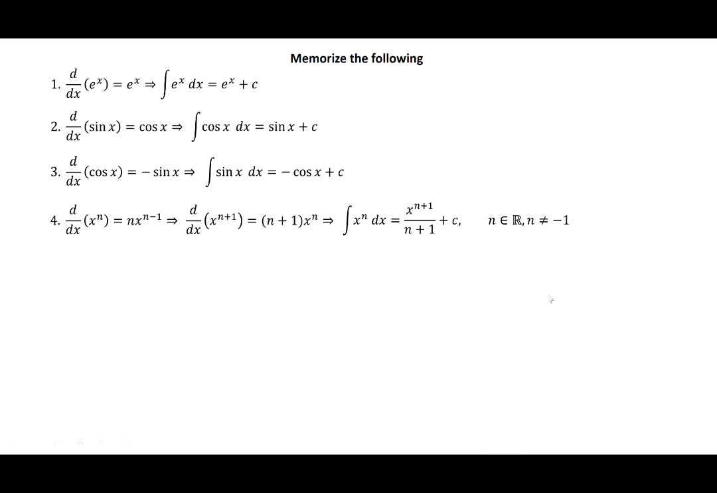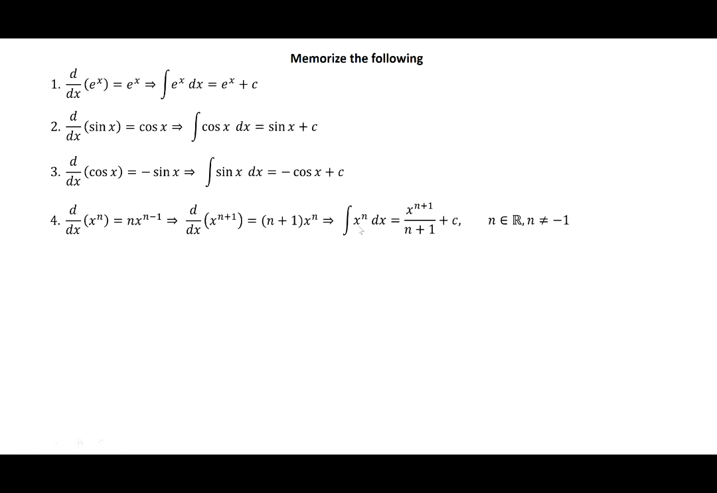Why is that? Why can't n equal -1? Oh, it cannot, because what happens to the denominator when n equals -1? That would go to 0, right? So n equals -1 cannot be included in this context. And also, there's one more reason. When n equals -1, this becomes x to the -1. What is the integral of x to the -1?